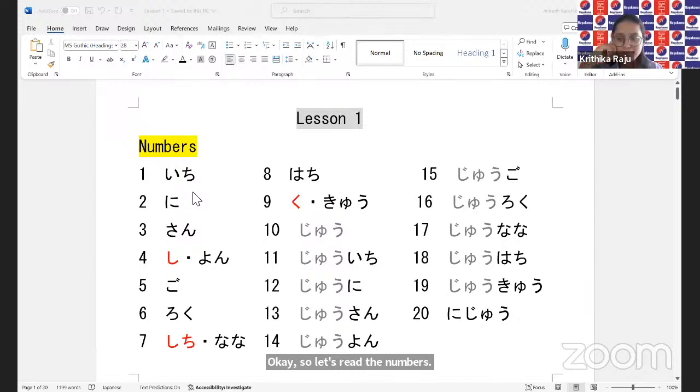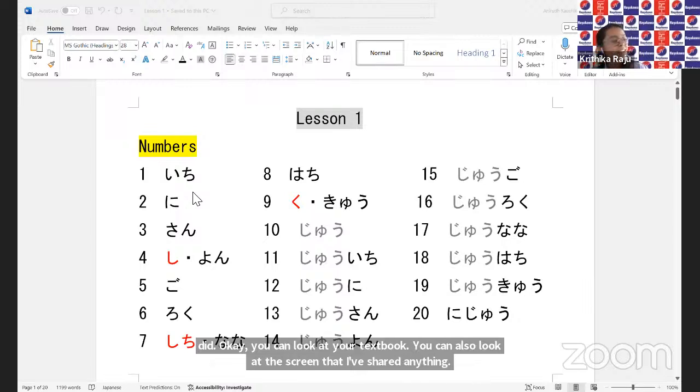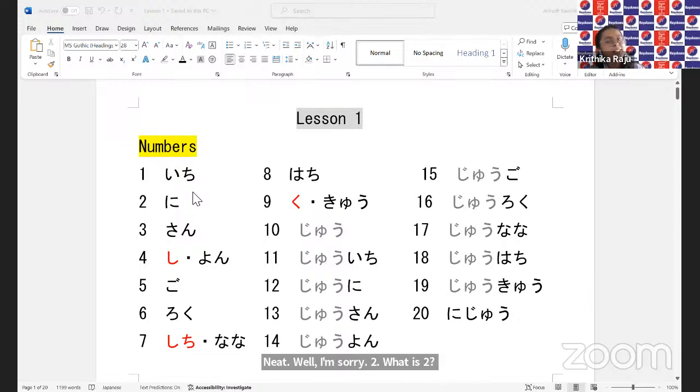What is 1? Ichi. Okay, you can look at your textbook, or you can also look at the screen that I've shared. What is 2? Ni. Okay, what is 3? San. Okay, now 4. Yon. And what else?